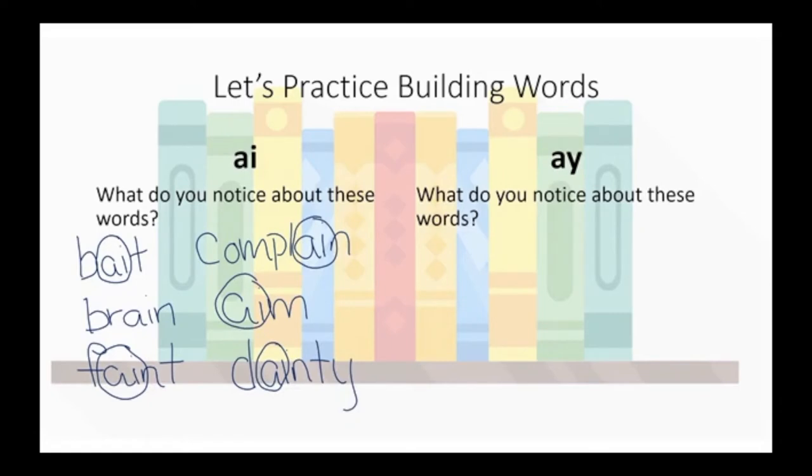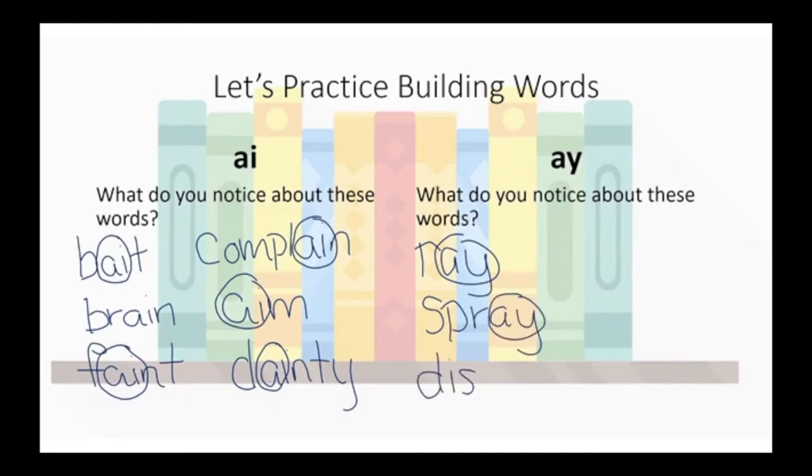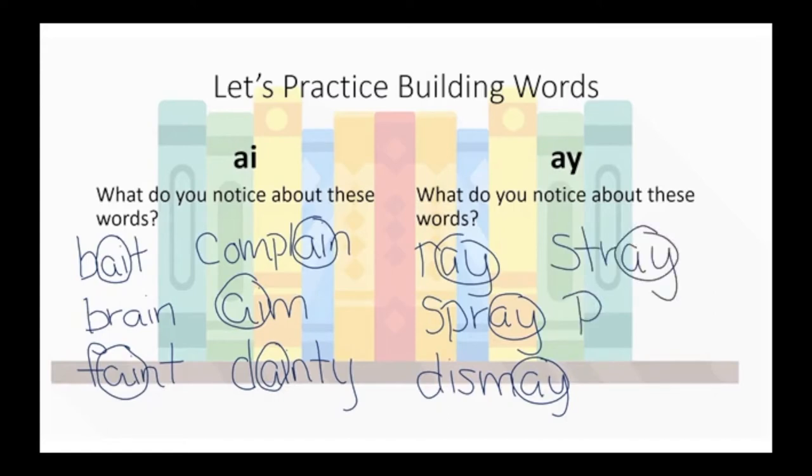In our AY words, we're going to look at a few words that have AY like ray, spray, dismay, stray, and portray. I want you to take a minute just to see what you notice about the difference between the AI location and the AY location.